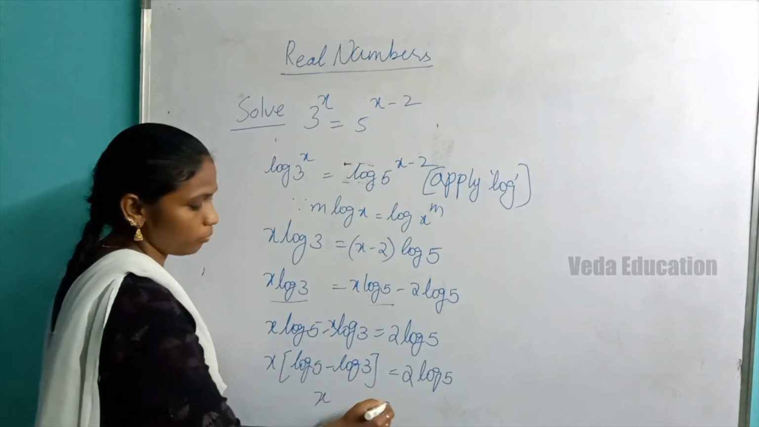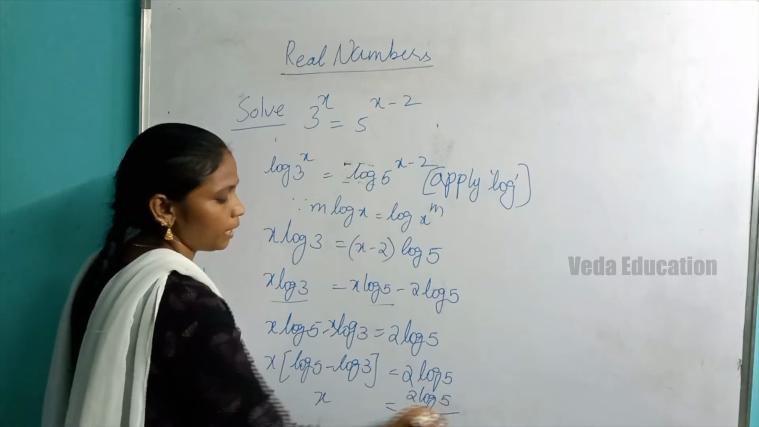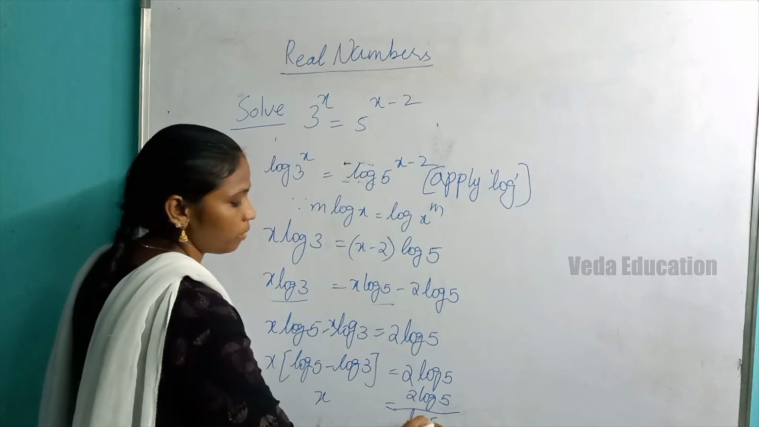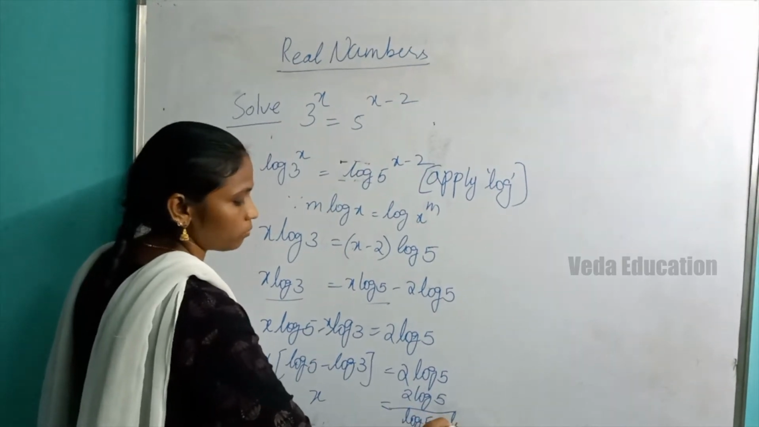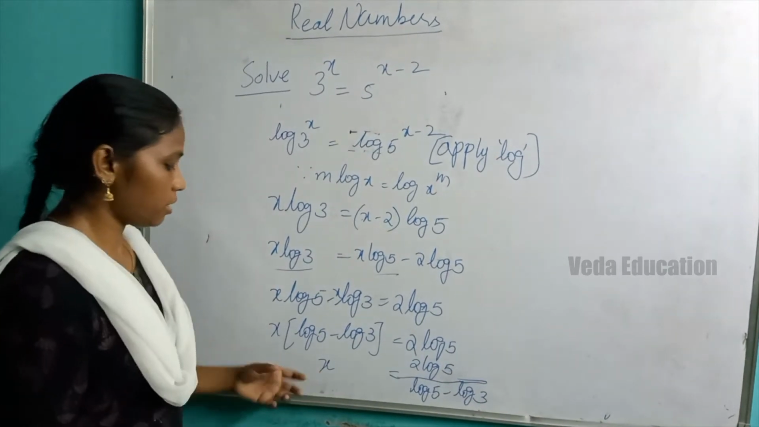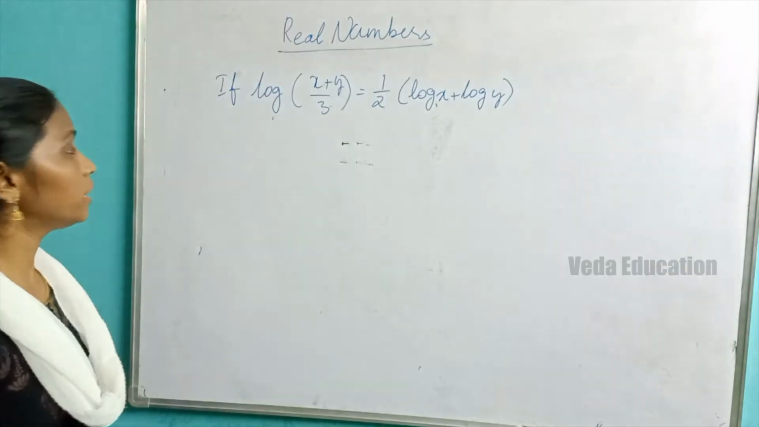Now x equal to 2 log 5 by log 5 minus log 3. Got it? This is the value of x. Okay? One more problem here.